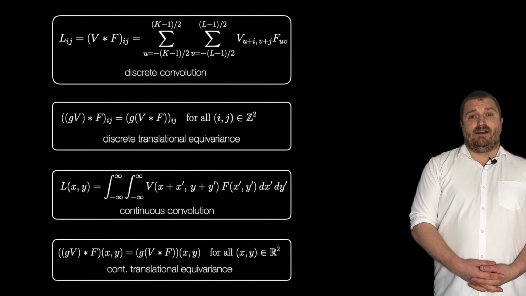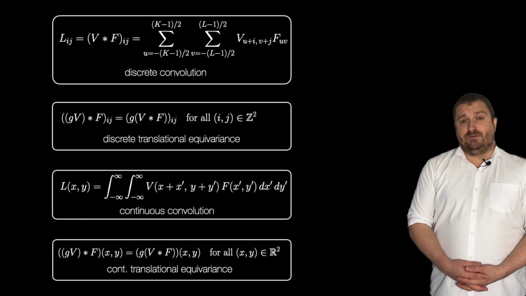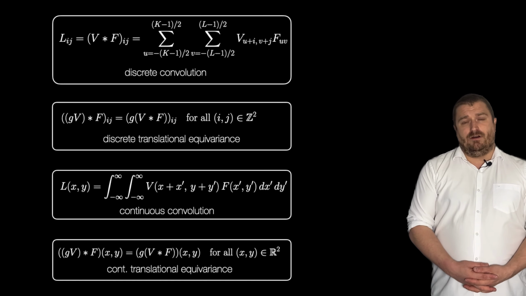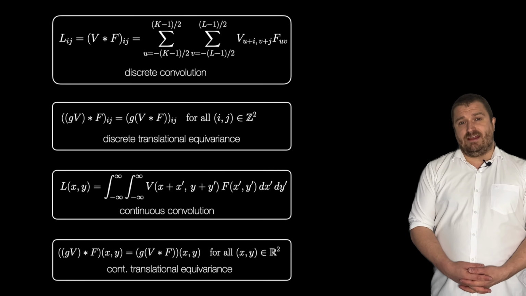So in summary, we have our discrete convolution, the continuous convolution, and the proofs of translational equivariance in the discrete and continuous cases.